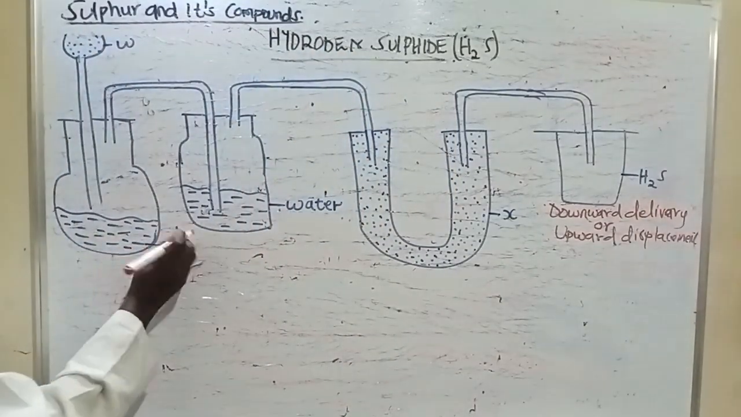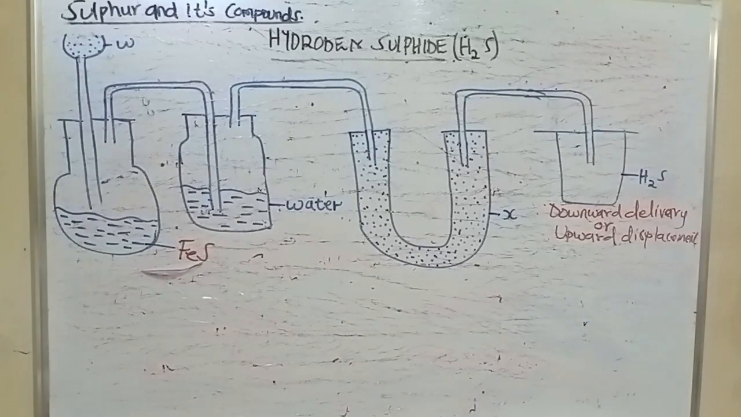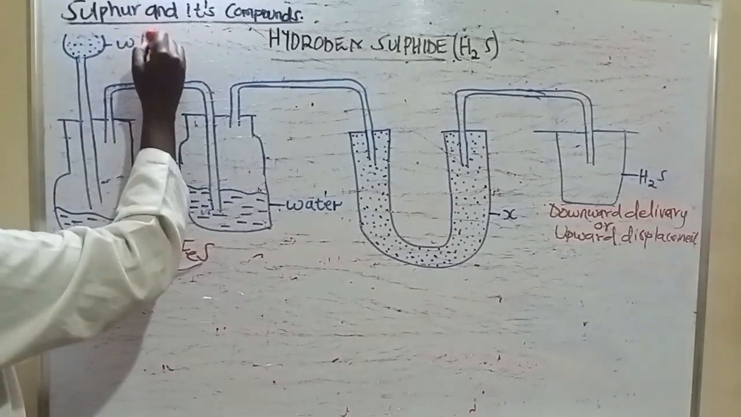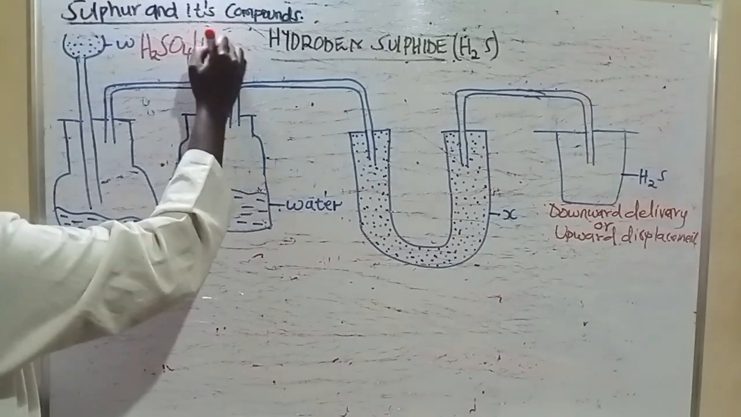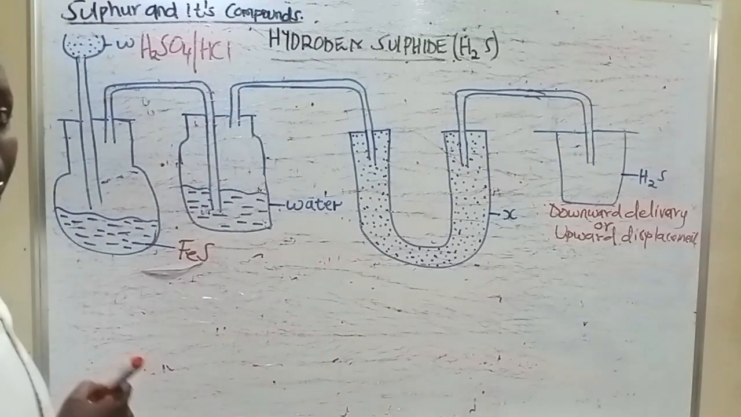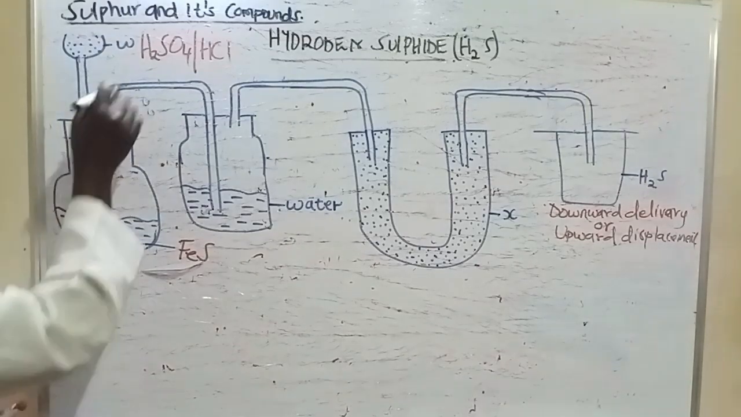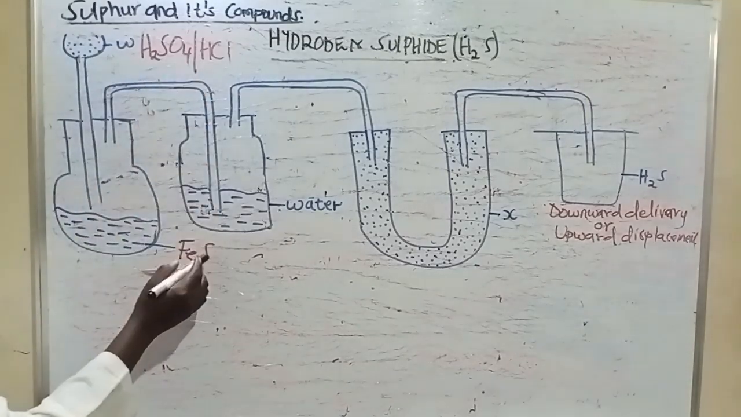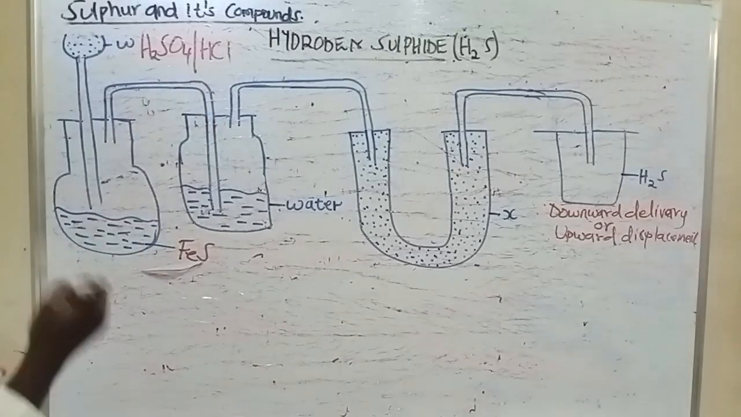Substance P is going to be our iron sulphide, and our substance W can either be concentrated sulfuric acid, or also hydrochloric acid. Now let us write the possible equations that are going to occur between these, as well as iron sulfide and hydrogen chloride.